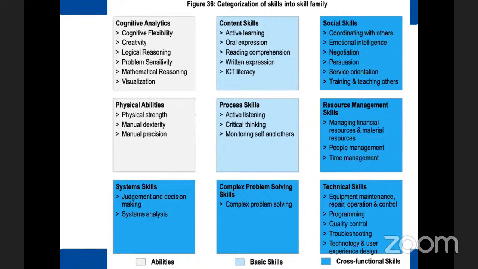So these are some of the categories of skills, into skill families. What I want to emphasize here is that the students, those who are listening to this webinar, or the employers, those who are listening to this webinar, right? They should have these three skills. One is abilities, second is basic skills, and third is cross-functional skills. Cognitive and physical abilities come under abilities. Process skills like active listening, critical thinking, monitoring self and others, and content skills, active learning, oral expression, reading comprehension, written comprehension, ICT literacy, all come under basic skills for any employer or student.